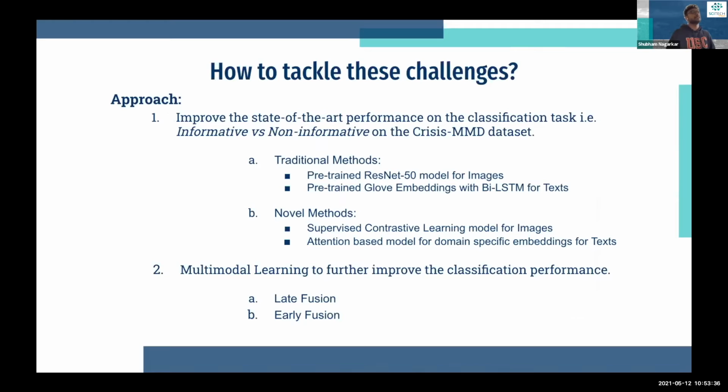So how do we tackle these challenges? In order to do so, we have a two-step approach. Our first and foremost goal is to improve our performance in the classification task.